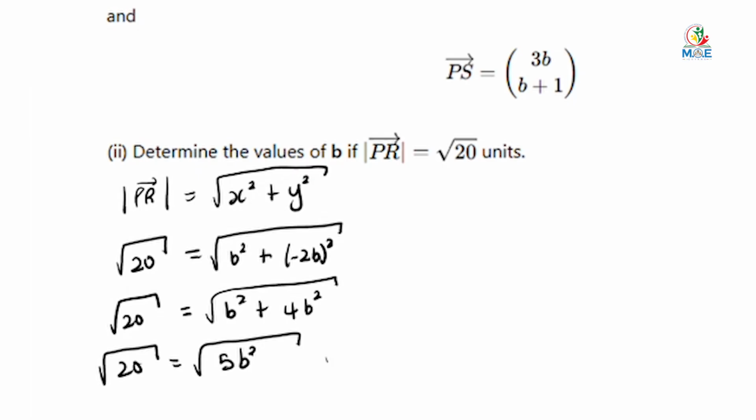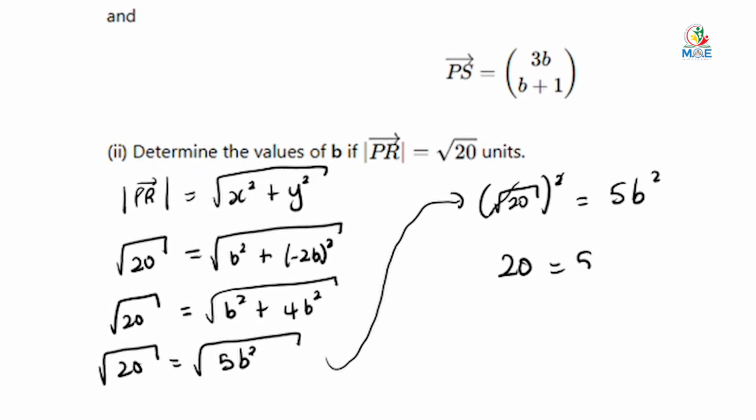So we take over the square root sign; the opposite of square root is square. The square root of 20, squared, is equal to 5b squared, because when we square something that is being square rooted, it cancels out with the square root. So we're left with 20 is equal to 5b squared. To solve for b, we take over the 5, it will divide the 20. So 20 divided by 5 is equal to b squared, and 20 divided by 5 is 4.